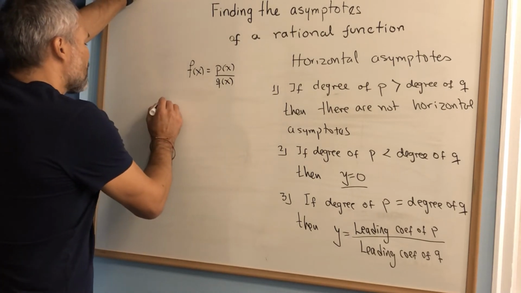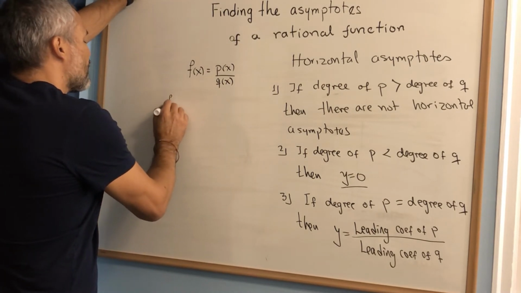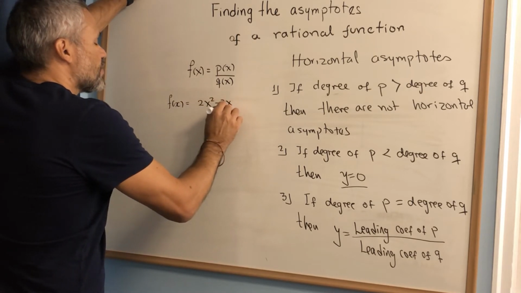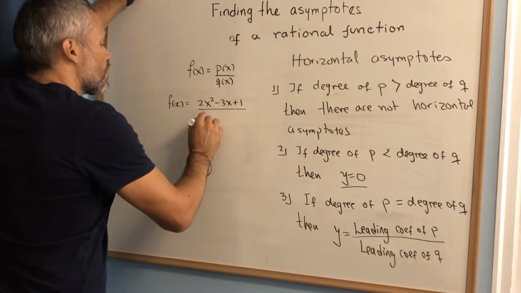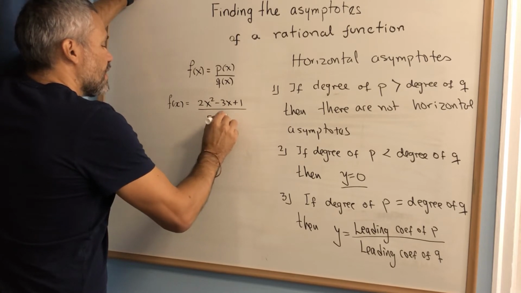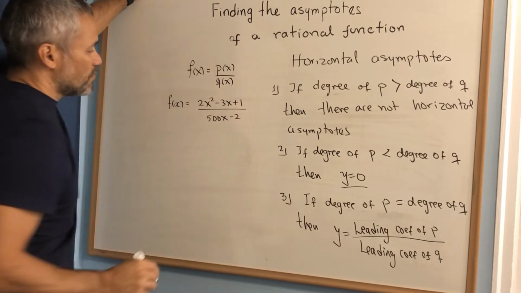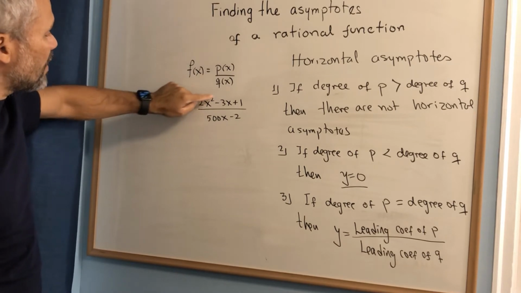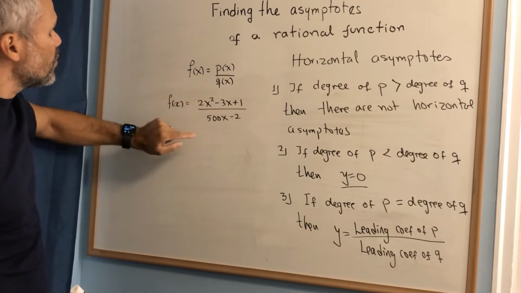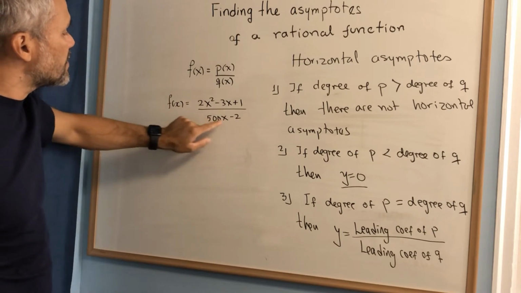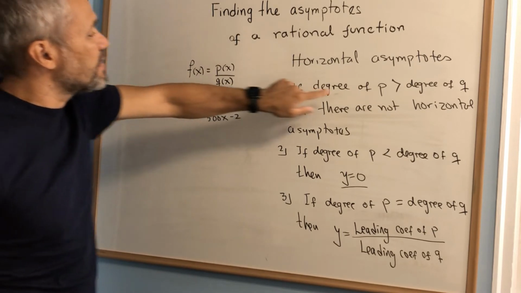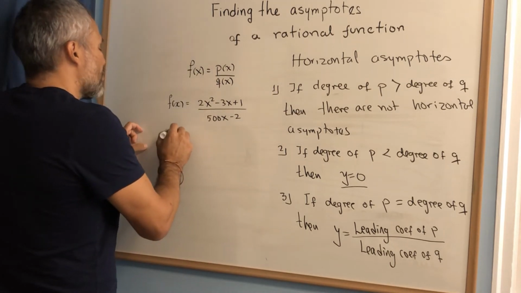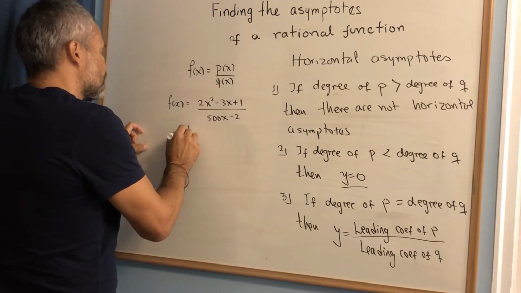Okay, let's do some examples. If you have f of x equal 2x squared minus 3x plus 1 over 500x minus 2. In this case, for horizontal asymptotes, the degree of P is 2 and the degree of Q is 1. Then we are in this situation, and then in this case we have that there are no horizontal asymptotes.